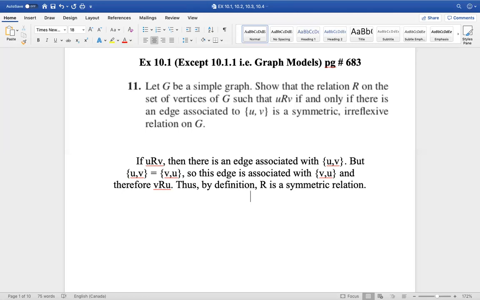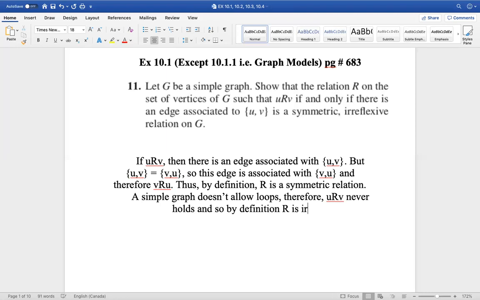So what is a simple graph? A simple graph is a graph which does not allow loops. Therefore, URU never holds. And so by definition, R is irreflexive. Therefore, we have shown that the relation URV holds if and only if there is an edge associated to UV is a symmetric irreflexive relation on G.